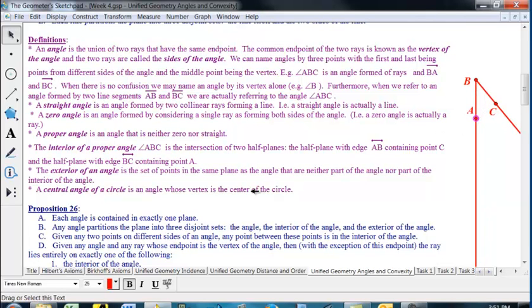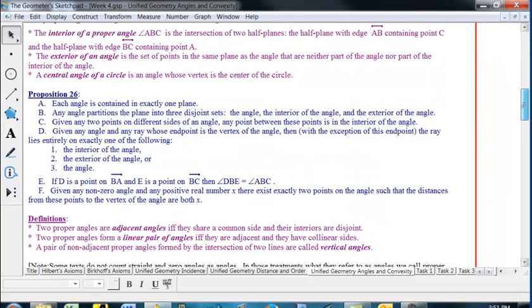A central angle of a circle is an angle whose vertex is at the center. We call this common endpoint of an angle its vertex. So, some propositions that are fairly straightforward. Each angle is contained in exactly one plane. Any angle partitions a plane into three disjoint sets: the angle, the interior of the angle, and the exterior of the angle.